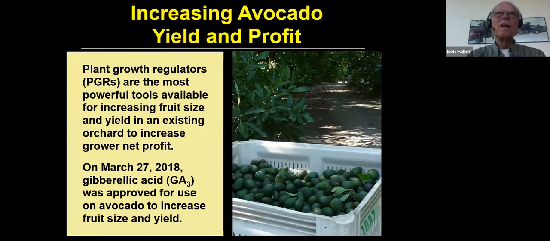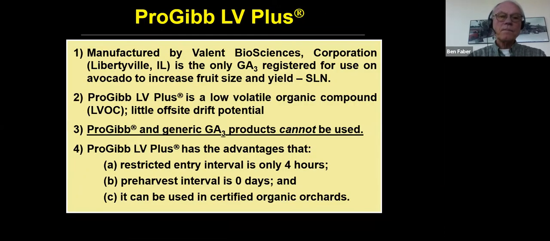So we've only been commercially playing with this, although Carol worked on it for 6 years. ProGib LV Plus is the material manufactured by Valent Biosciences, and it's the only GA3 registered for use in avocado, and this is under a special local needs permit. The reason for that is this is a low volatile organic compound, so it minimizes off-site drift.